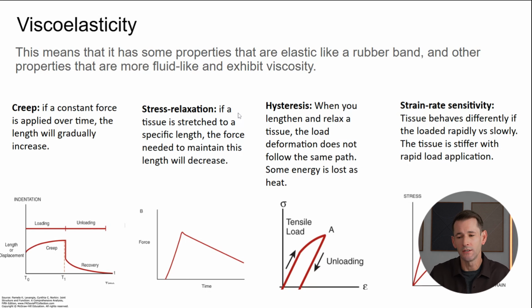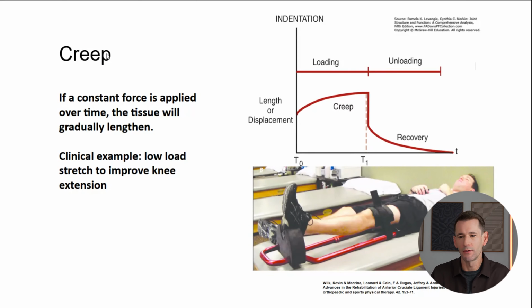Let's go through each of these in turn. Our first viscoelastic property is creep. Again, if I apply a constant force to a tissue over time, that tissue will gradually lengthen. So my best example of this is a low load stretch to improve the extensibility of a tissue.